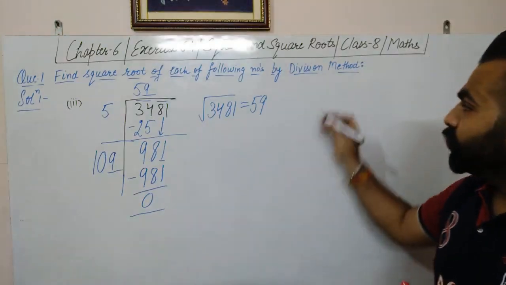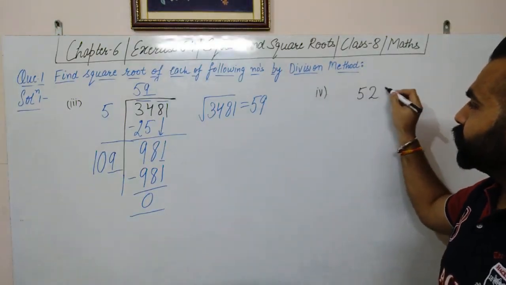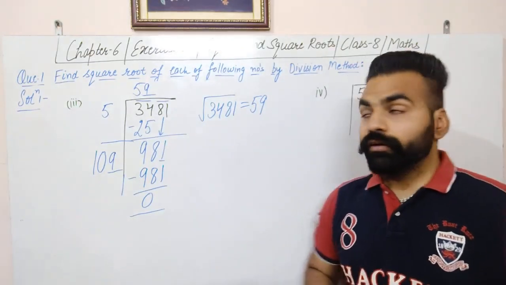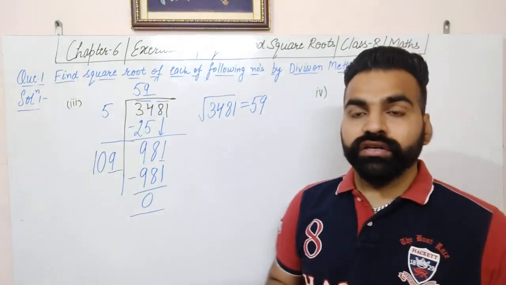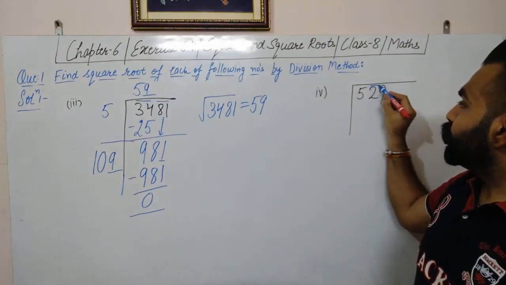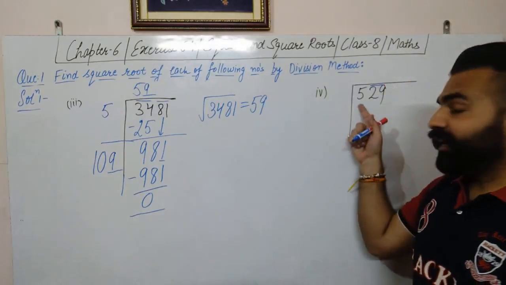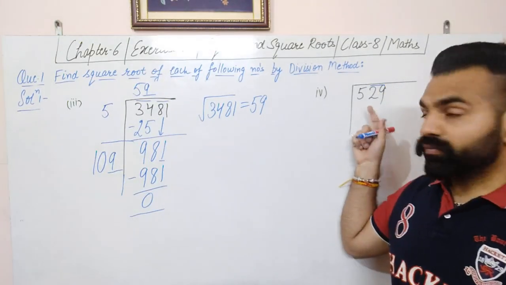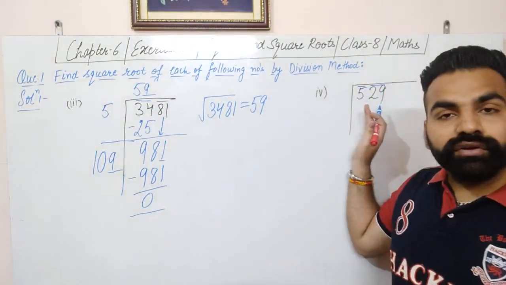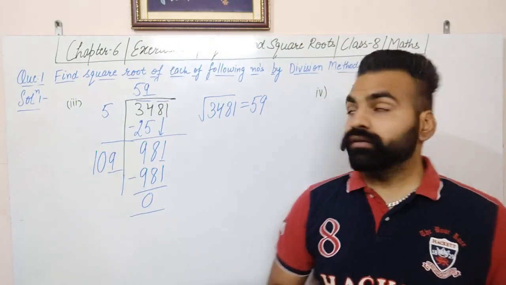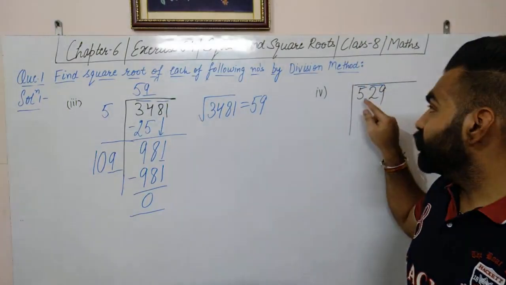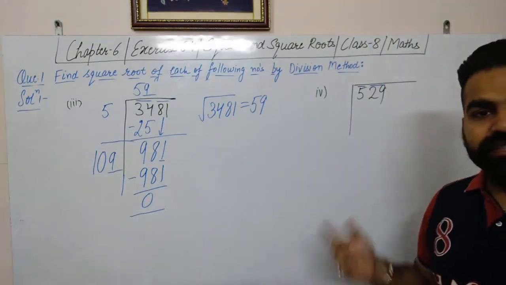Now the fourth part is 529. In the previous three parts the number of digits were even, but here the number of digits is odd. So the same process will be followed. First of all we will make pairs from the right hand side and put a bar on 29. Now only a single digit 5 is left here, so we will take a bar on 5 alone. Whenever a single digit is left, we will take a separate bar on that number. So since there are 3 digits here, one bar is put on 29 and one bar will be on 5.